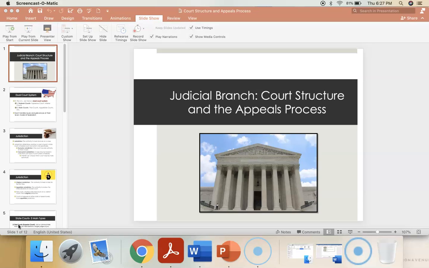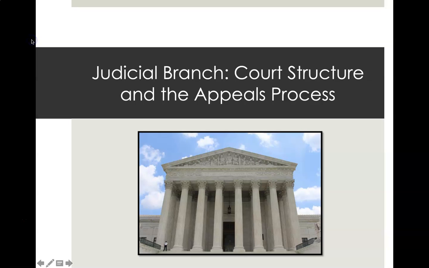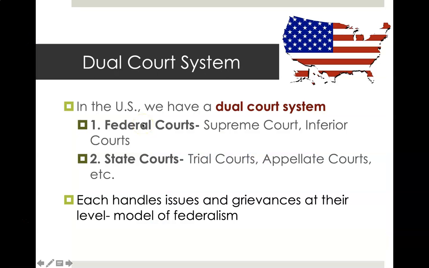All right. So the second thing that we're going to cover under the judicial branch is court structure and appeals process. So we'll go from here. The first thing that we'll discuss is that the United States court system operates with a dual court system, meaning that we have two levels. So we have the federal courts, which means you have a Supreme Court and inferior courts, but you also have a system of state courts.